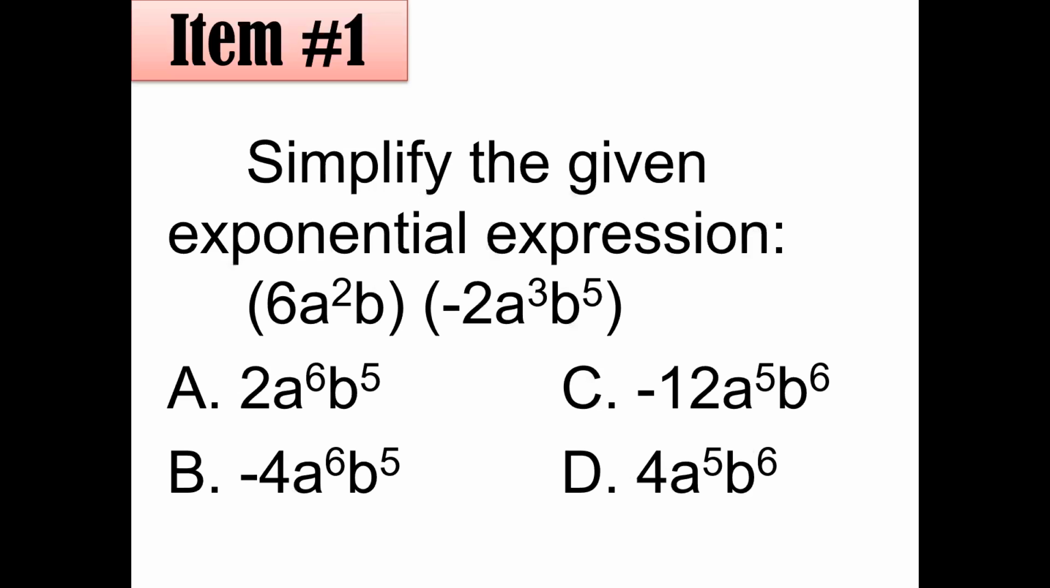Let's begin with item number 1. Simplify the given exponential expression, 6a squared b times negative 2a cubed b to the 5th. Did you go for letter A, B, C, or D? Check nyo po yung choices. Okay, according to Sir Kevin, letter C daw. And the same answer was given by Ma'am Jackie Lu, Ma'am Margo, Sir Sadie, Ma'am Aporto, and the list goes on. So tama nga ba si C?